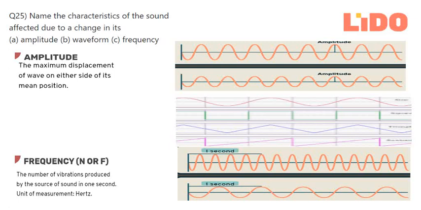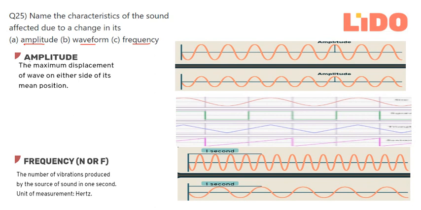Let's have a look at this interesting question in front of us. Name the characteristics of the sound affected due to a change in its amplitude, waveform and frequency. So which characteristic is affected by what? That is what we have to identify. Before that, let's understand what we mean by each of these. We have to first understand that.